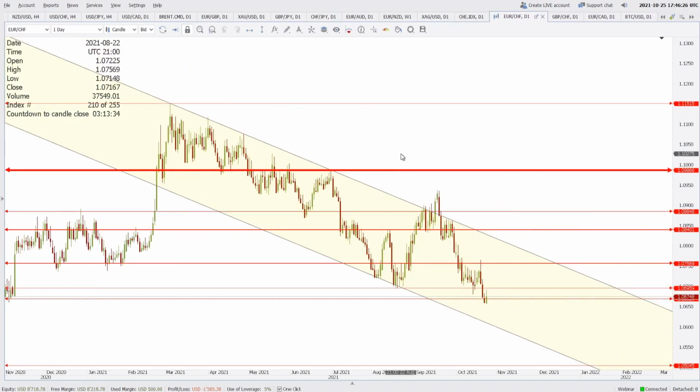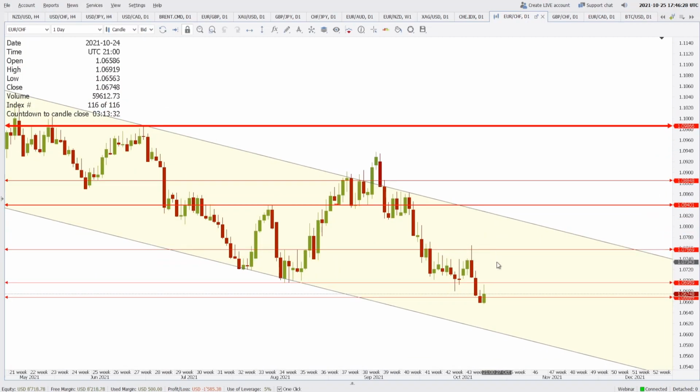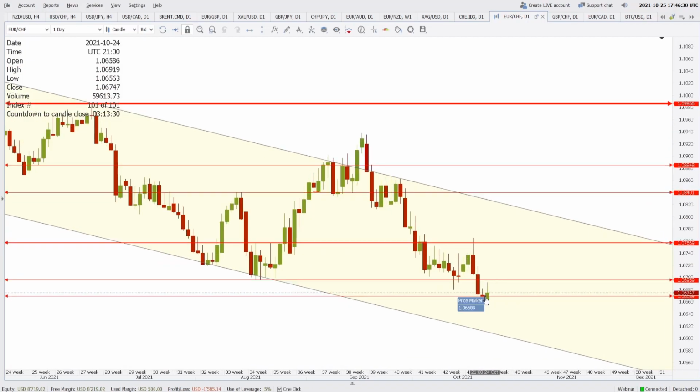Euro CHF in a very bad shape. Actually today there looks like a bullish engulfing, but you see at the higher levels it got rejected. It is again indicating that the price may be going back down to this falling channel's support line.